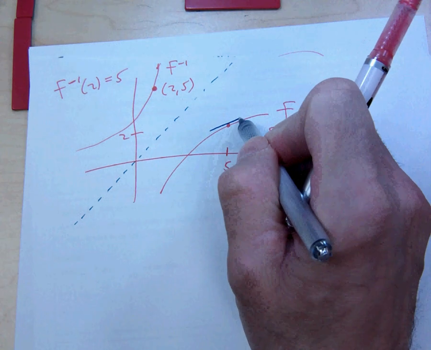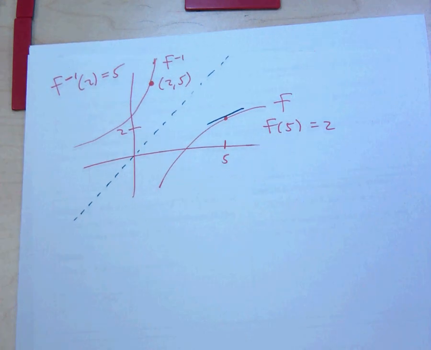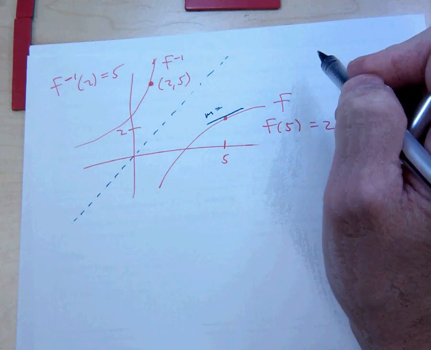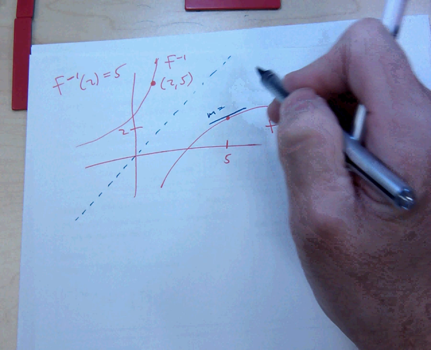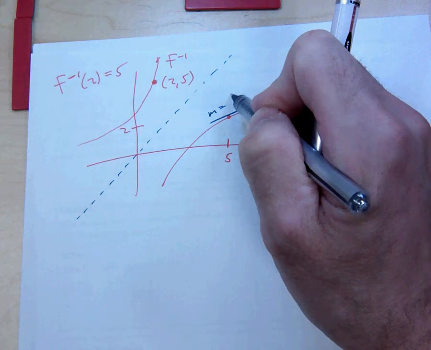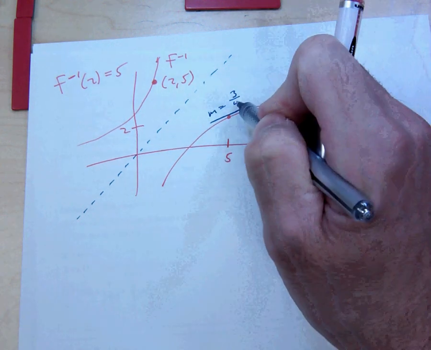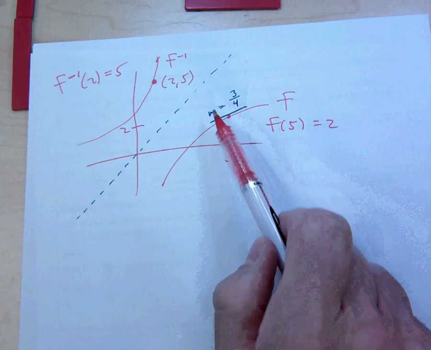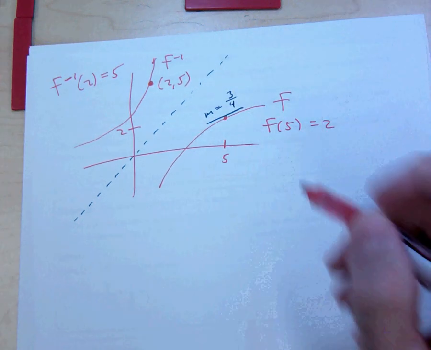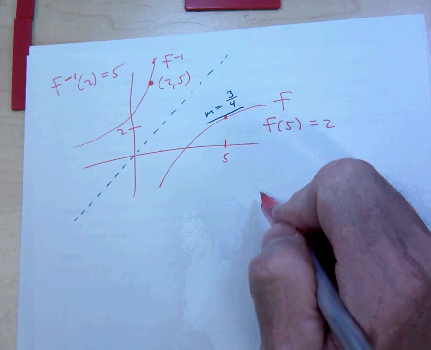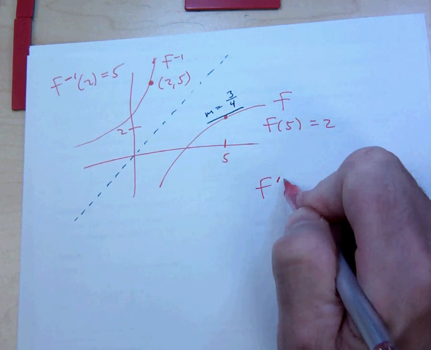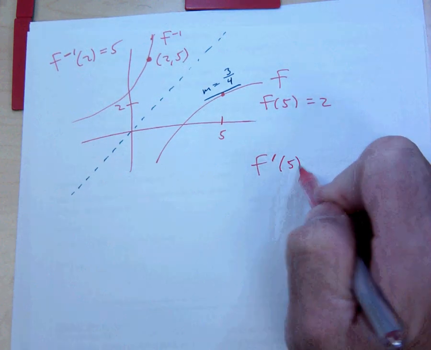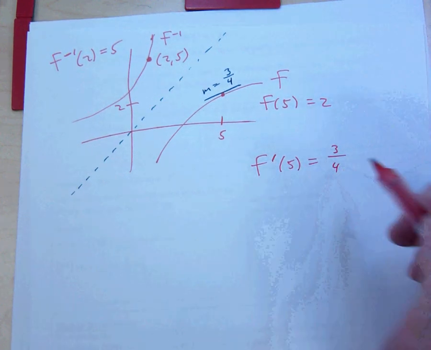If I look at the tangent line there, and again, just suppose the slope is, maybe 3/4, whatever, yeah, 3/4 for example, okay? So how would you write that, the fact that the slope there is 3/4? How would you write that? You'd write f prime of what? f prime of 5 equals what? 3/4. You with me on that?